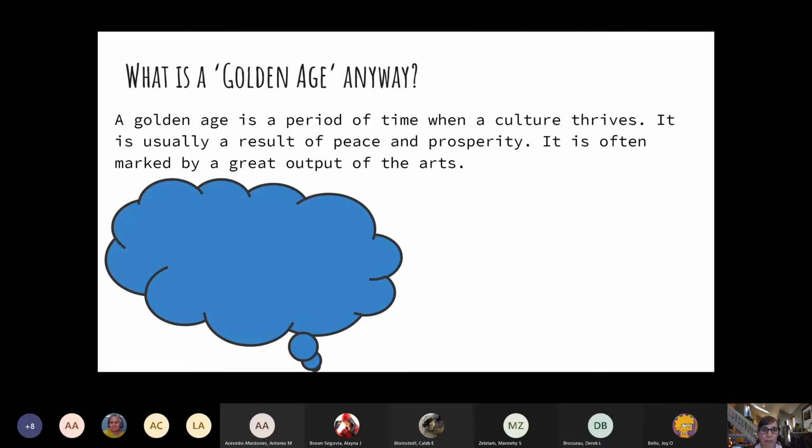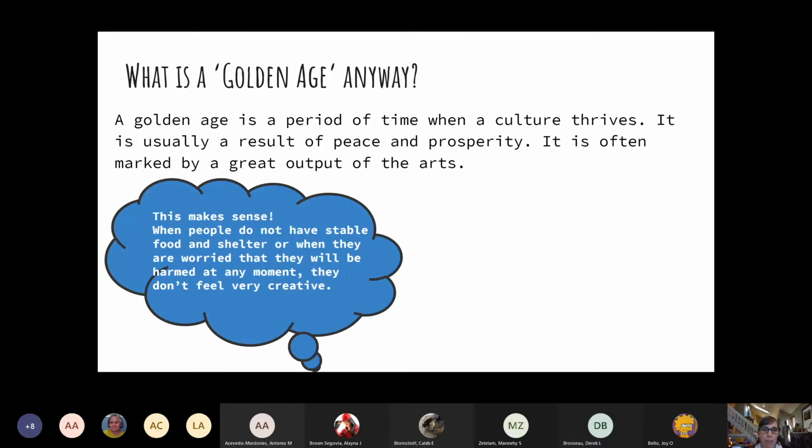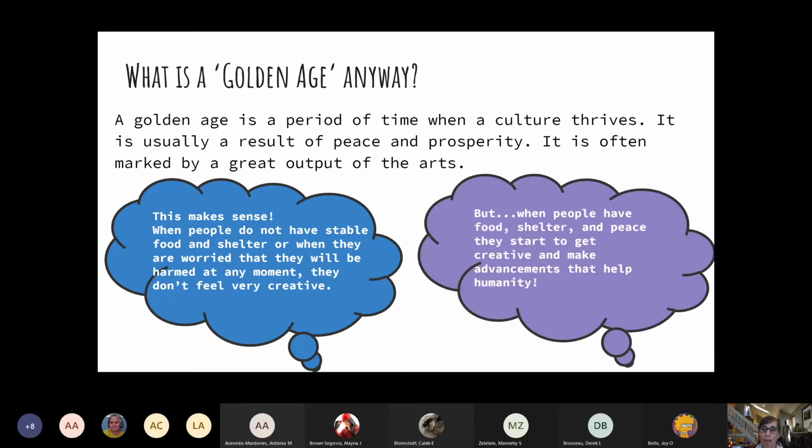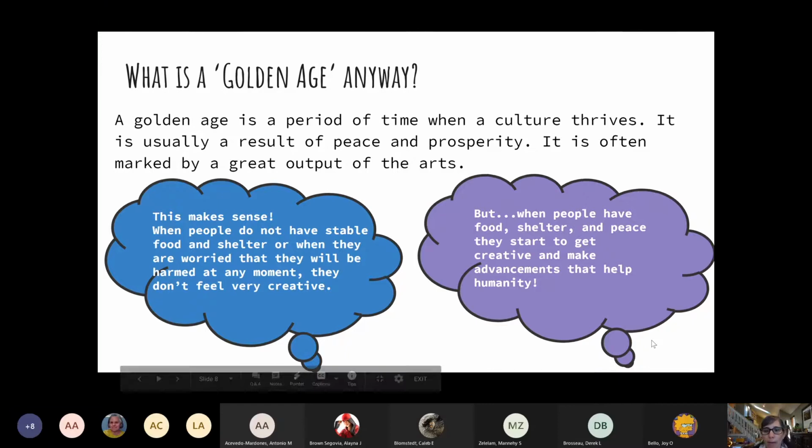So this makes sense because when people are stressed, when they're worried about their food and their shelter, their basic necessities, they don't feel very creative. But when people have food and shelter and peace, then they start feeling creative and they make advancements that help humanity from then on.